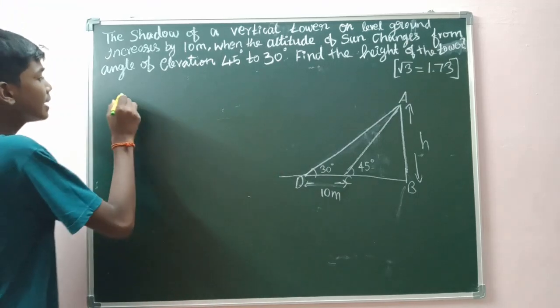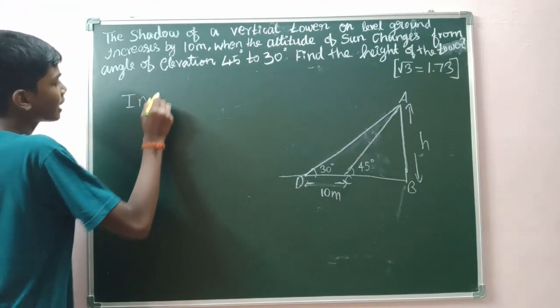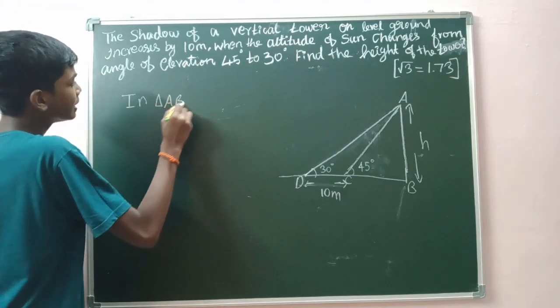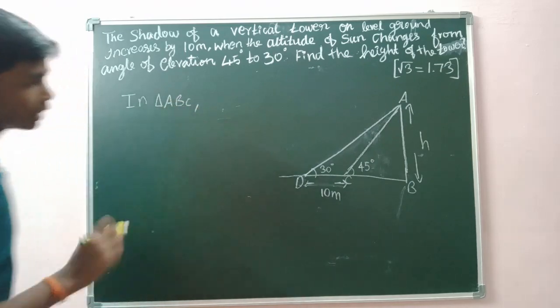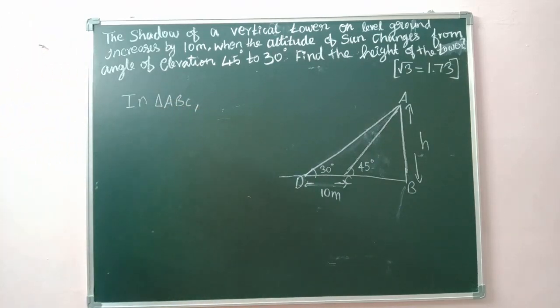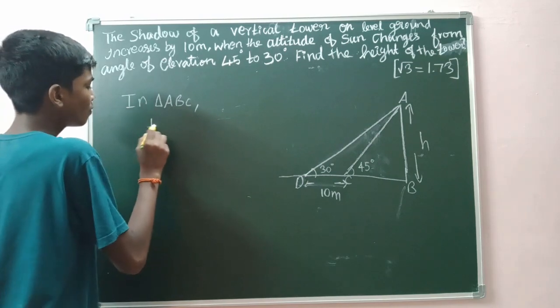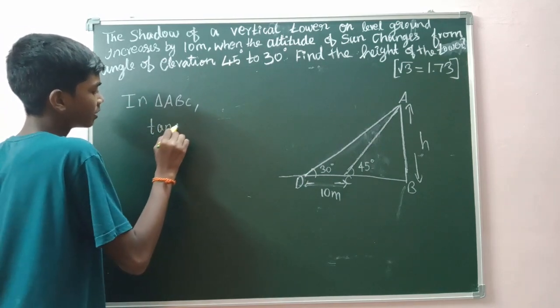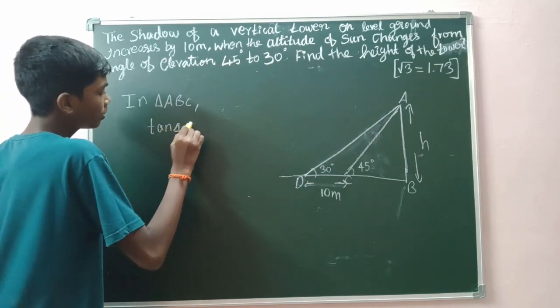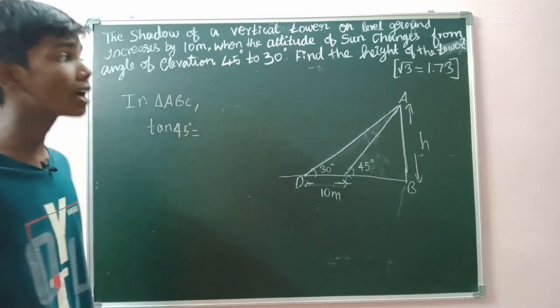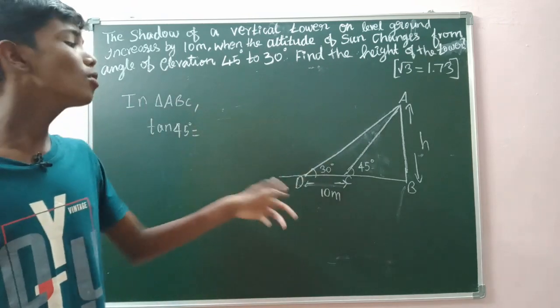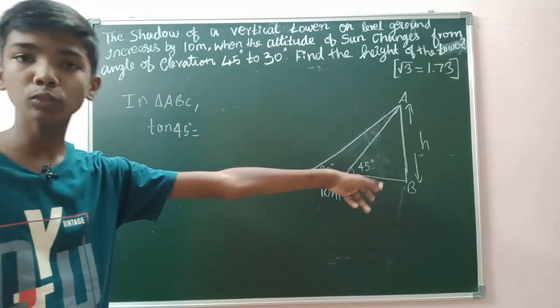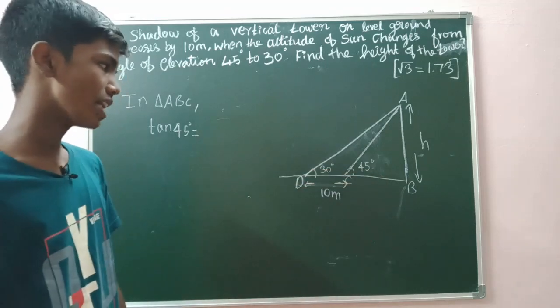So now, in triangle ABC, listen to me very carefully. In triangle ABC, let me find the value of tan 45 degree. For this particular small triangle, that is the initial shadow. Initially, before moving this 10 meters, what is the shadow? That is what they are asking us to find.